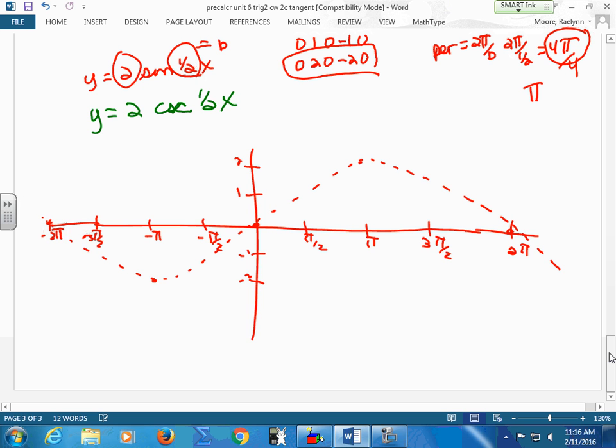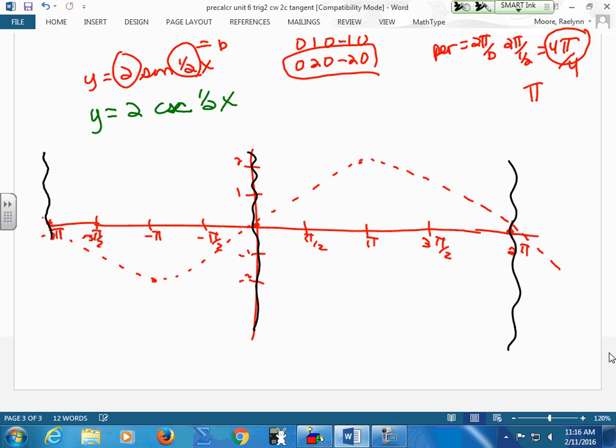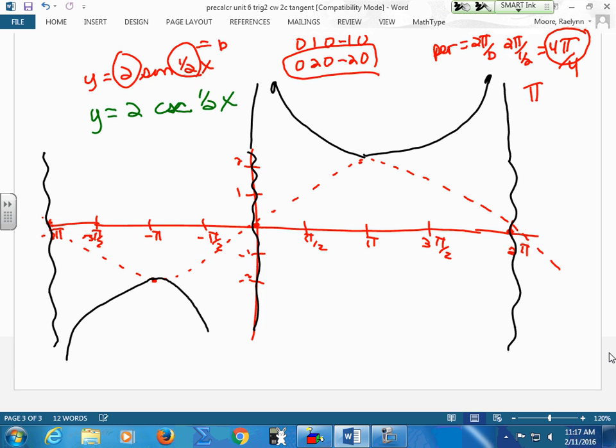Okay, so now, where do I look to see where my asymptotes are going to be? Where the zeros are. So I see a 0 here. I see a 0 here. I see a 0 here. Okay? So I make my reciprocal now. Here's my little guidelines, and all I have to do is this. There's my reciprocal function. Don't forget to graph it. That's it.